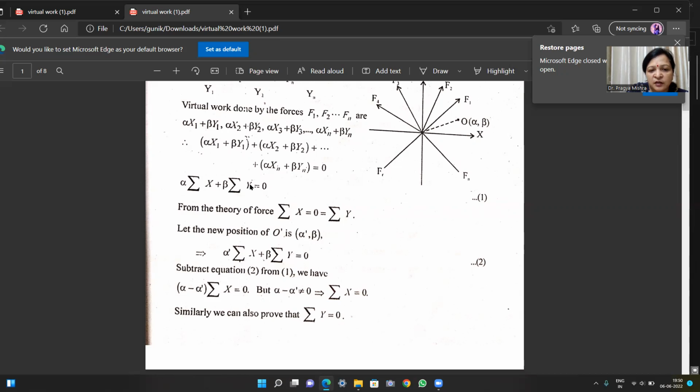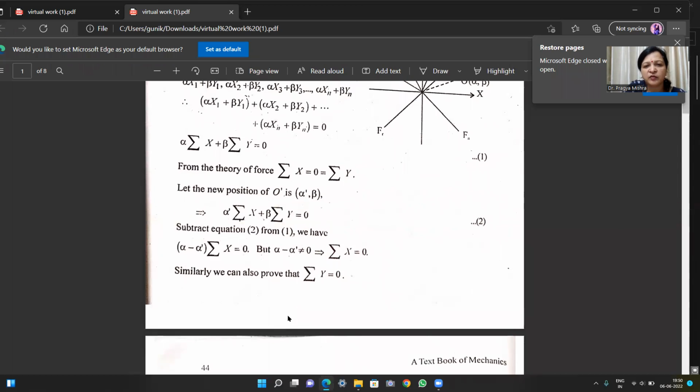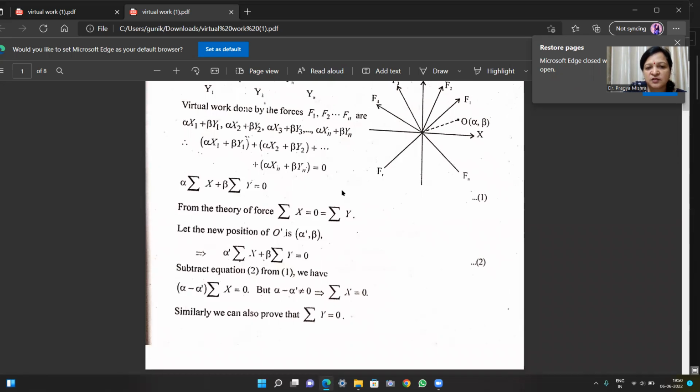Subtracting these two equations, 1 and 2, we get alpha minus alpha dash, sigma x equal to 0. Since alpha minus alpha dash is not equal to 0, this implies sigma x equal to 0. Similarly, we can prove that sigma y equal to 0. So this proves the principle of virtual work. If the system of forces is in equilibrium, then the sum of virtual work done is 0.